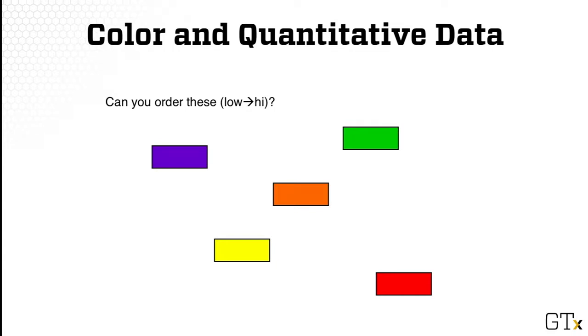The main reason is because we can't really say which color is lower or higher than the other. For example, if I just give you purple and red, would you say purple necessarily is smaller? Or some people would actually say purple is higher.